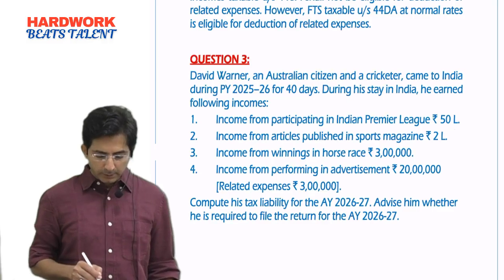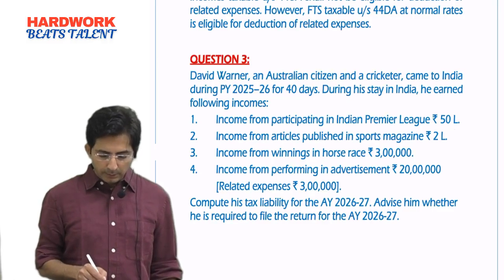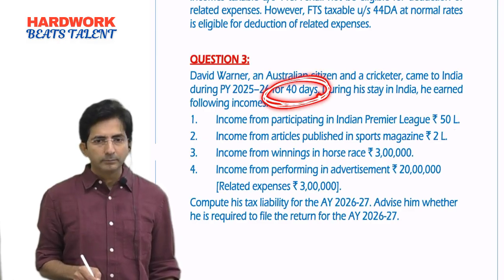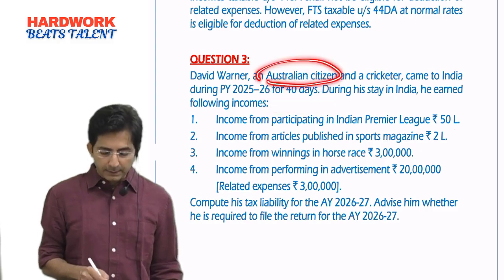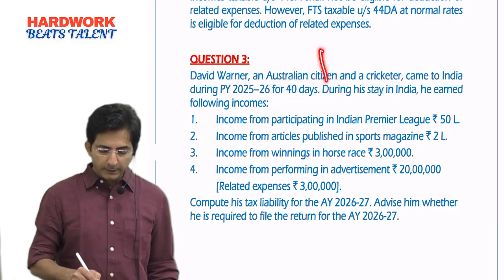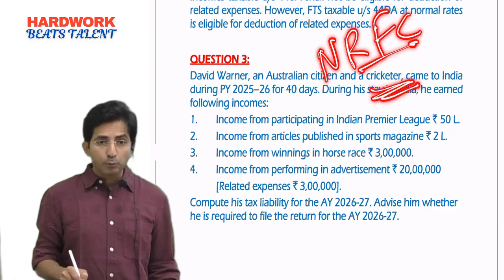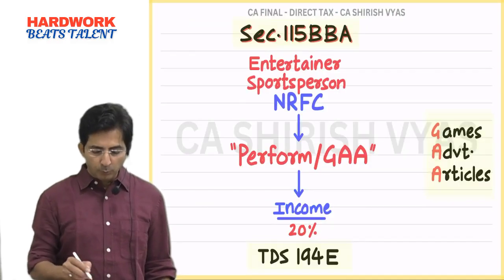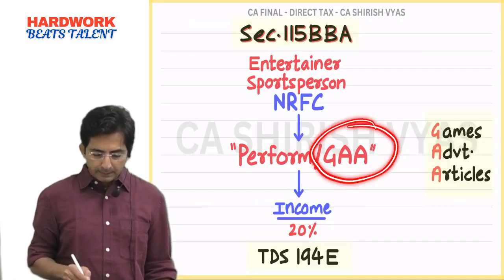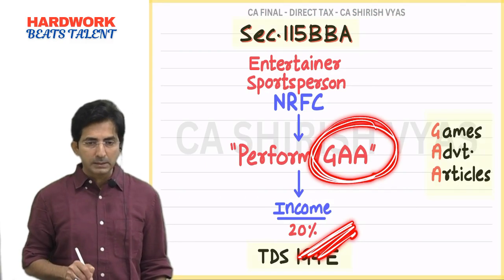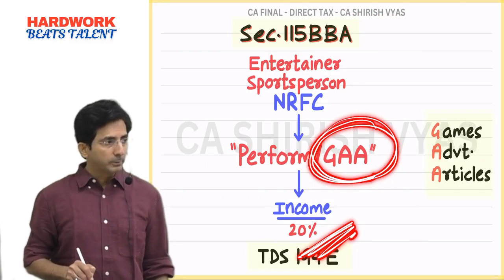So see in the question, David Warner stayed in India for 40 days. He is non-resident. He didn't stay for 182 days. Plus he is an Australian citizen, means foreign citizen. So he is a non-resident foreign citizen, and cricketer means sports person. And for a sports person, GA incomes are subject to a special rate of 20%. What is GA? Games, advertisement, articles.